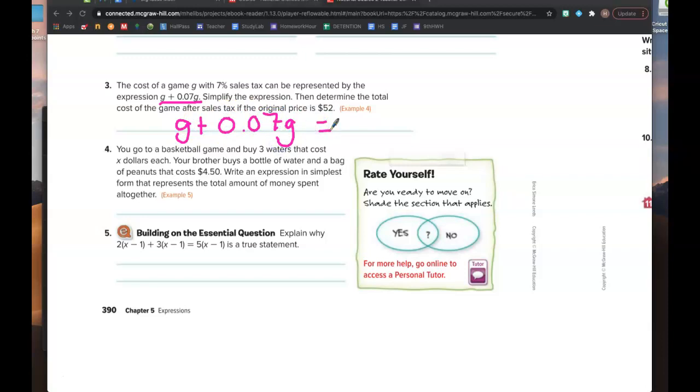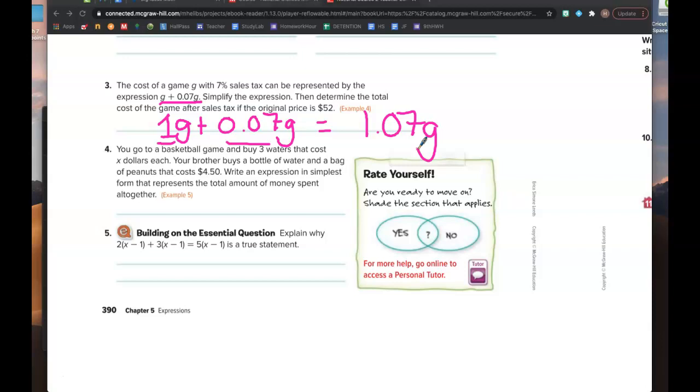Do you have like terms? Yes, because you have the same variable to the same power. Now, how many G's are right here? 1 G. So we can always write 1 in front of it. So now how do I simplify the expression? You add 1 and 7/100, which gives us 1 7/100 G, because it's G's attached to it. That's the simplified expression. We're making that a little harder than what it needs to be.